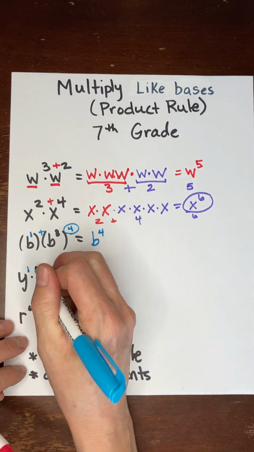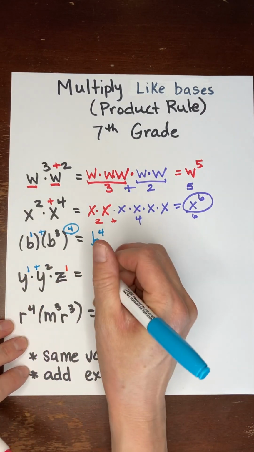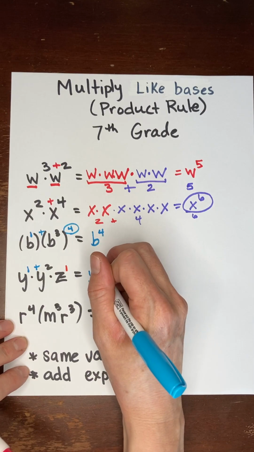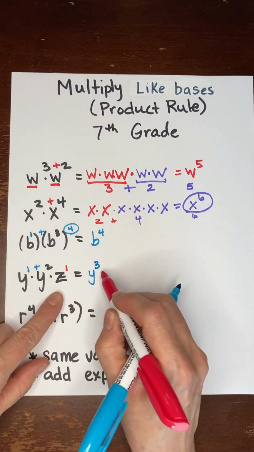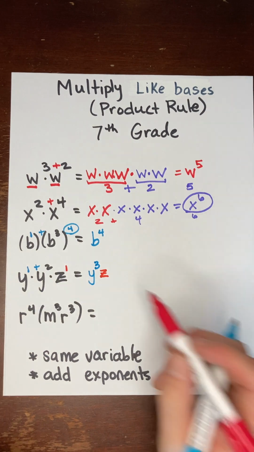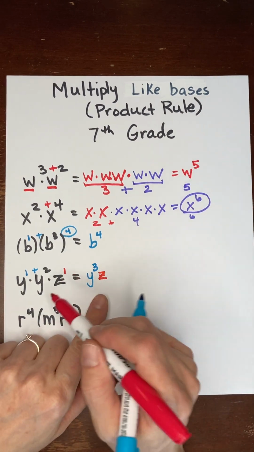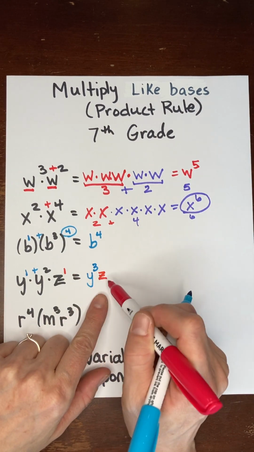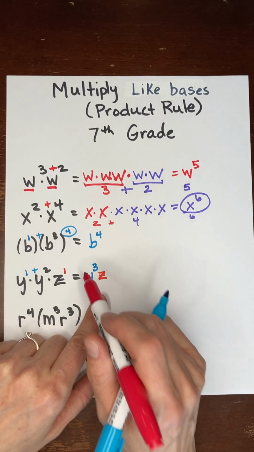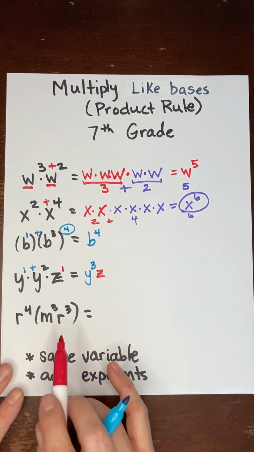Let's just do our y. 1 plus 2 is 3. So I have y to the 3, and then I have z to the 1. I don't need to put the 1 there. I can just write z. I can put a dot in between, or I can put it side by side. Both mean multiplication, and the same thing with parentheses. I probably should have mentioned that earlier.